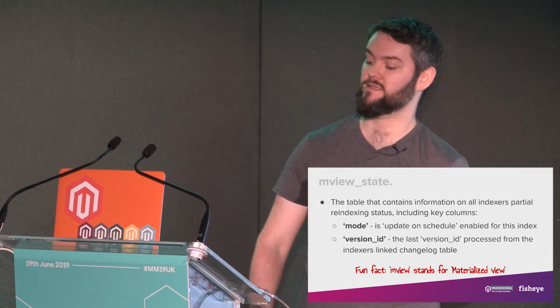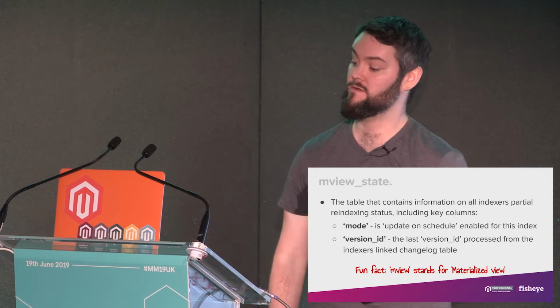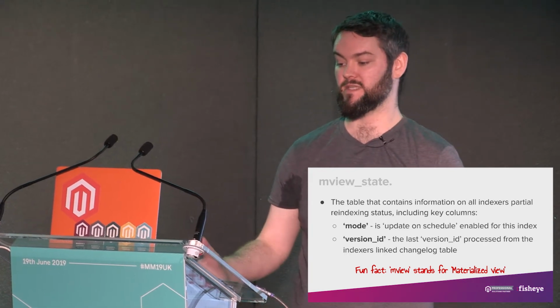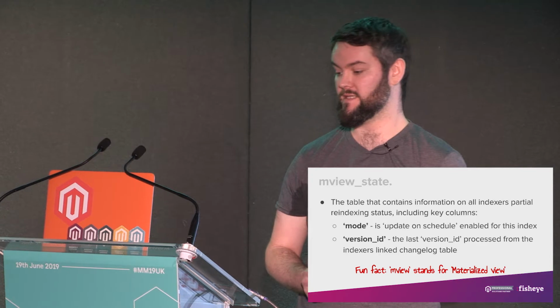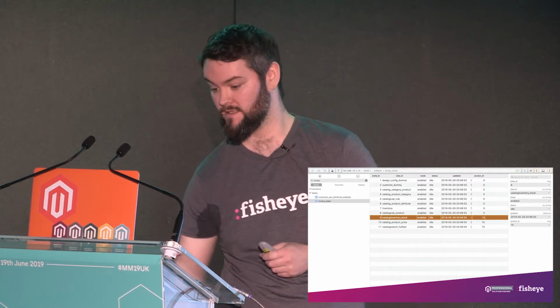Okay, and finally we have this table called mview_state. So mview stands for materialized view. This table is the overarching table that looks after the data for all the different indexes in Magento. If I skip back to the database again, go to the mview state, you can see all the different index types. For developers, these strings here will probably be familiar to the things you see on the command line.